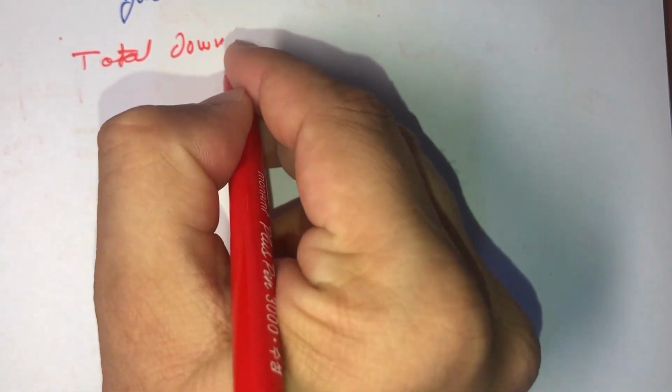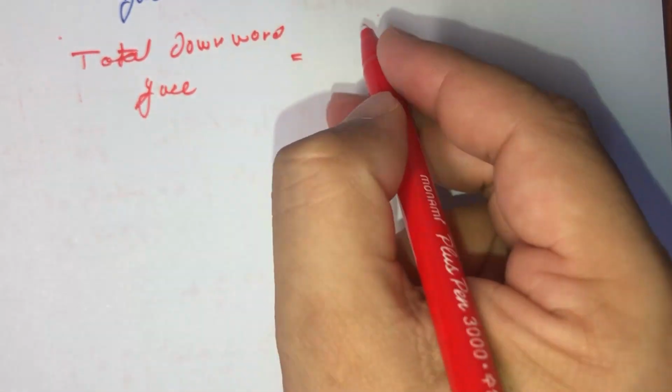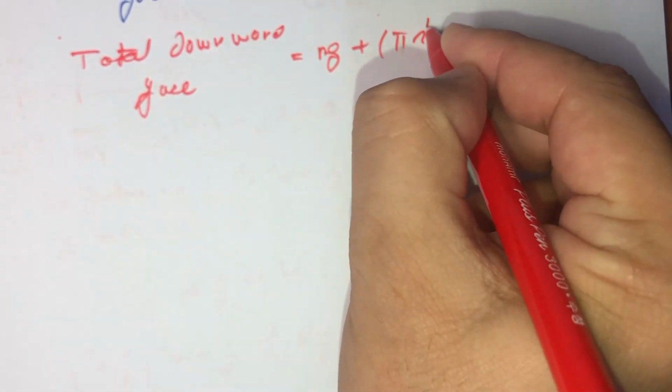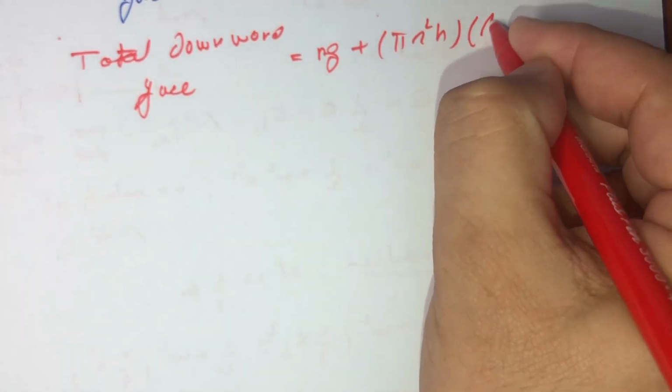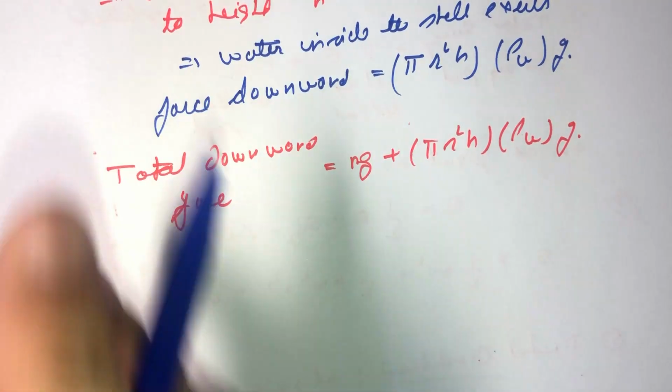So therefore we can say total downward force will be equal to mg plus pi r square h rho w multiplied by g. And the next force will be our buoyant force, which will be acting on the upward side. So this is the first, and we have the second main force, which is the buoyant force.